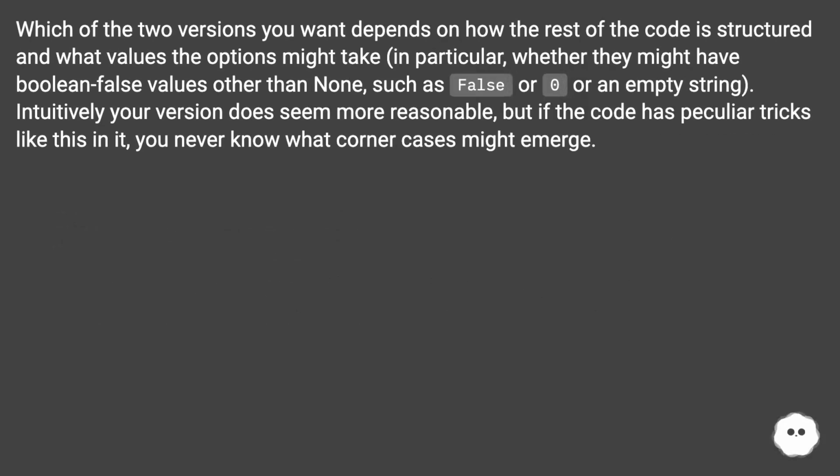Which of the two versions you want depends on how the rest of the code is structured and what values the options might take, in particular, whether they might have Boolean false values other than none, such as false or 0 or an empty string. Intuitively your version does seem more reasonable, but if the code has peculiar tricks like this in it, you never know what corner cases might emerge.